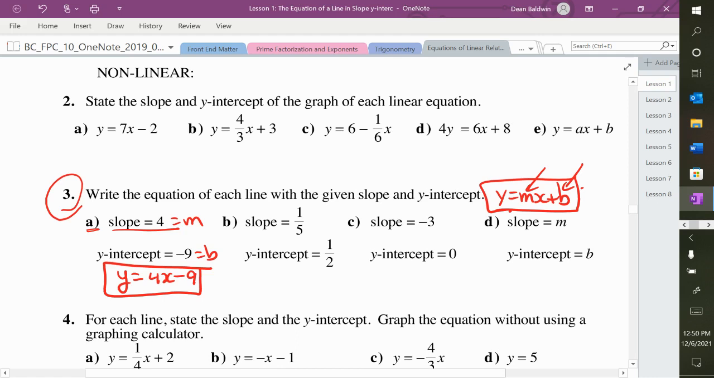Sorry? Yeah, but it means the y-intercept on the graph. But yeah, it's the constant term. Yeah. Yes. No, I'm not going to ask.